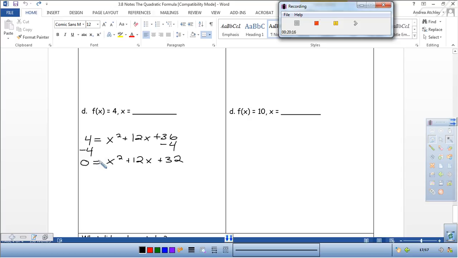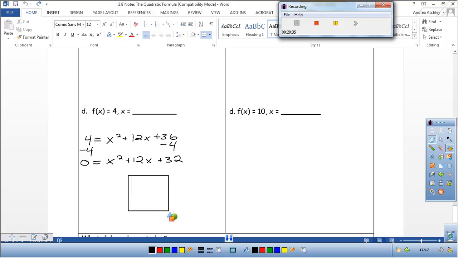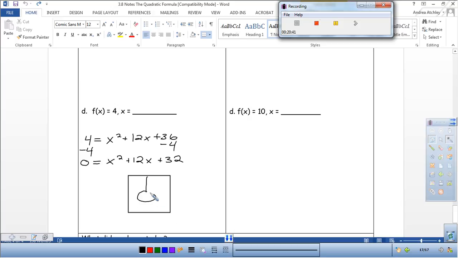Any ideas how we want to solve this? Fox, you want to try and factor it again? Okay, now just so you know, you're not always going to be able to factor. Some of them won't be able to be factored. So if you're having a problem factoring it, then try and use the quadratic formula or square root it, if you can. This can be factored though.